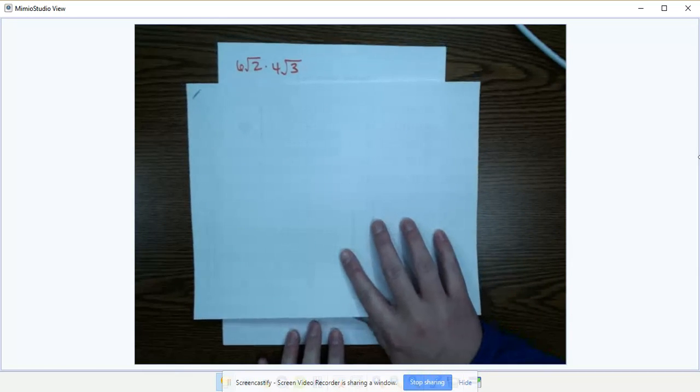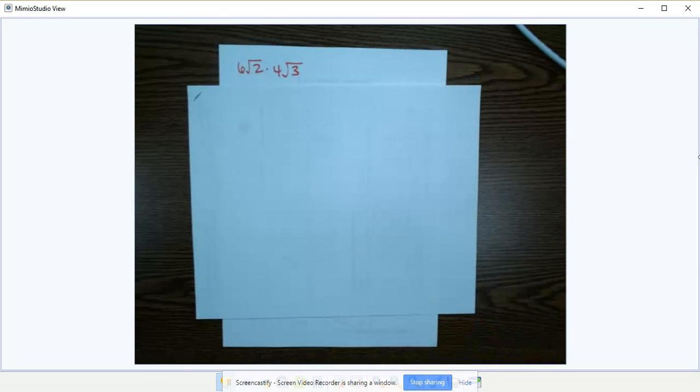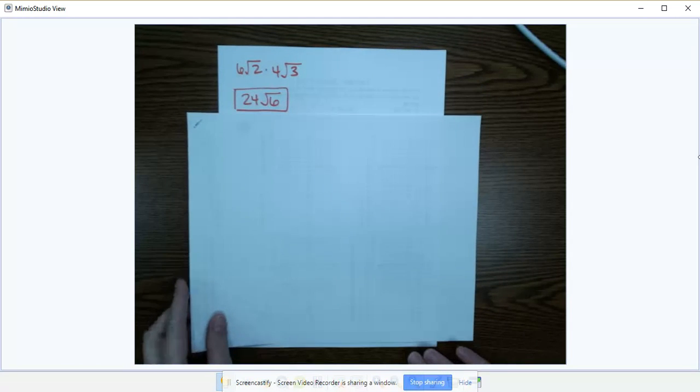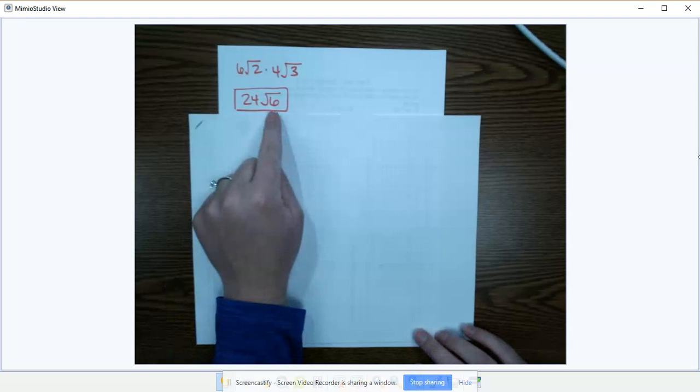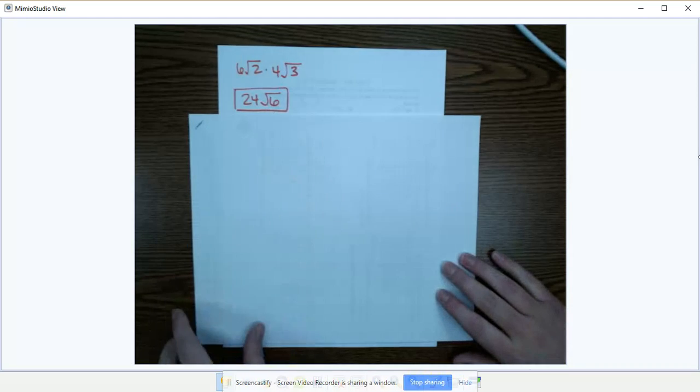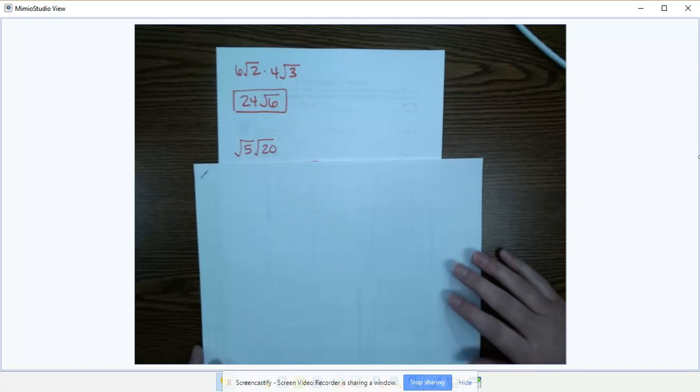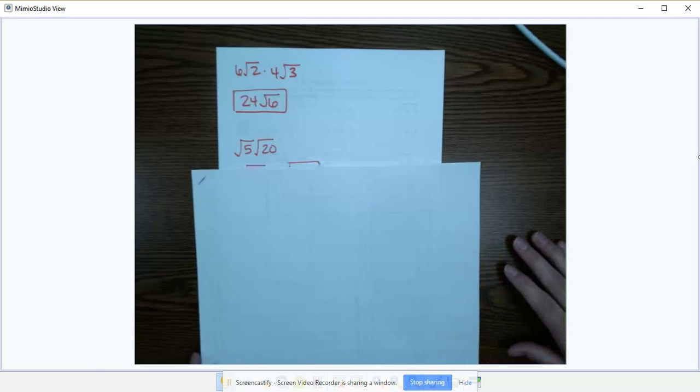6 root 2 times 4 root 3, we multiply the coefficients and we multiply the radicands together, so it would be a 24 root 6. You always want to make sure you can't simplify this, but 6 isn't a perfect square and no perfect squares go into it, so that's as simplified as possible. Root 5 times root 20, multiply those radicands together, we get root 100, which is 10.